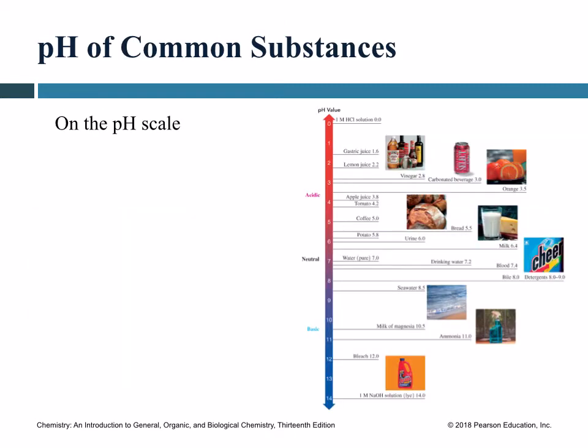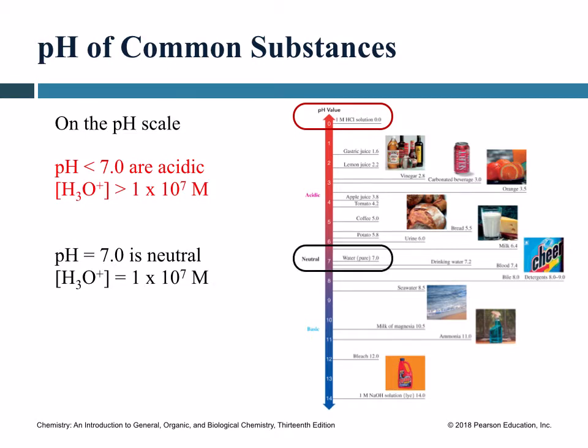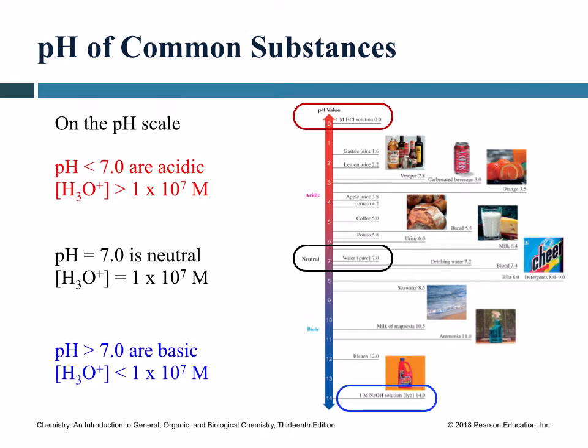The pH scale ranges from 1 to 14. Here are some pHs of common substances. If the pH is less than 7.0, the substance is acidic. An example is 1.0 molar HCl, which has a pH of 0.0. And if the pH is 7.0, the substance is neutral. One example is pure water. If the pH is greater than 7.0, the substance is basic, like lye, sodium hydroxide, which has a pH of 14.0.